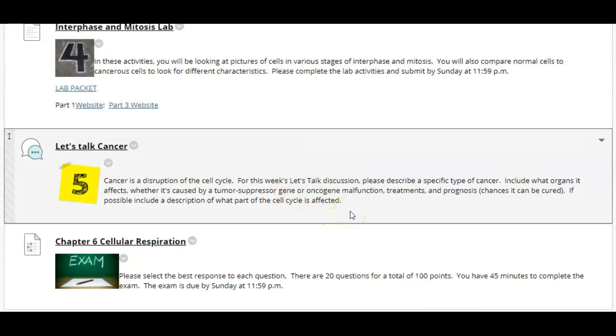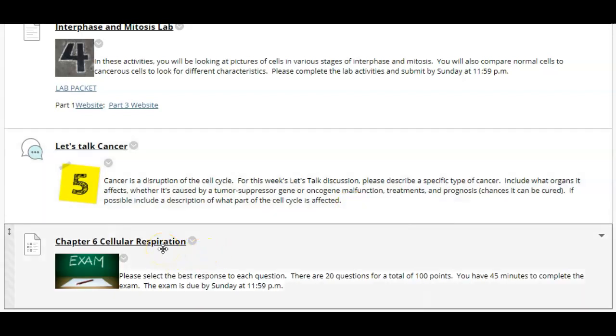I want you to describe a cancer, describe whether it's caused by a tumor suppressor gene or an oncogene, some treatments, and prognosis. Prognosis means the chances of it being cured. And if possible, include a description of what part of the cell cycle it actually affects. And then there is an exam as well.